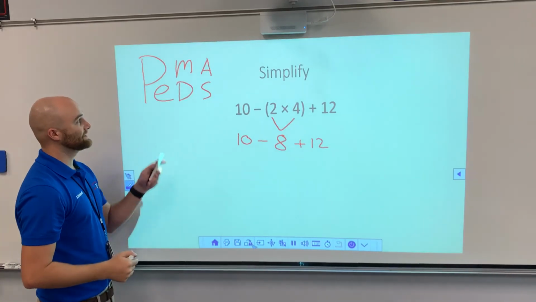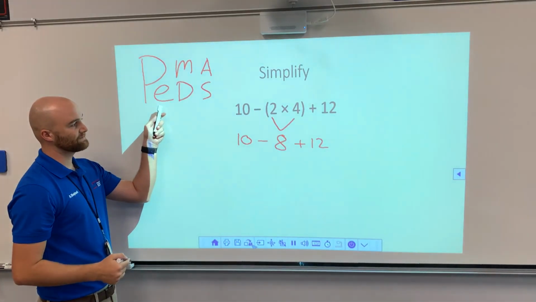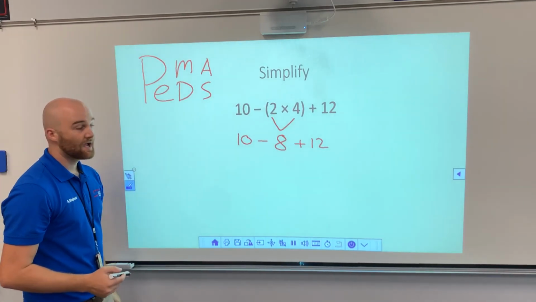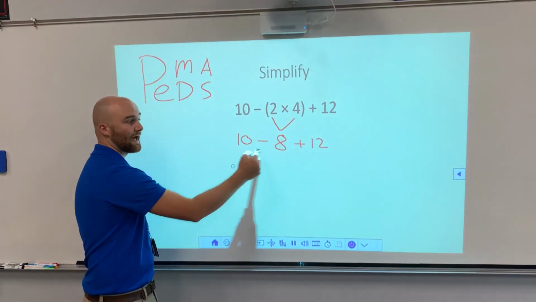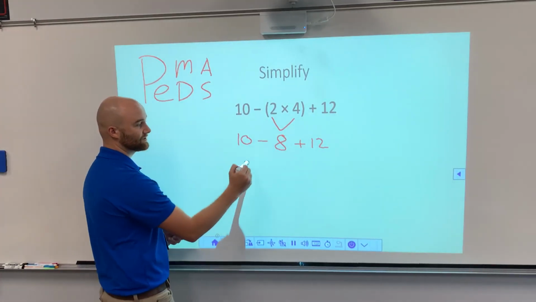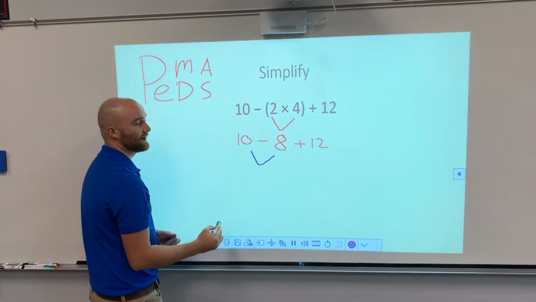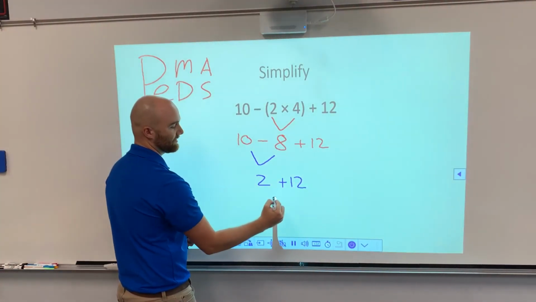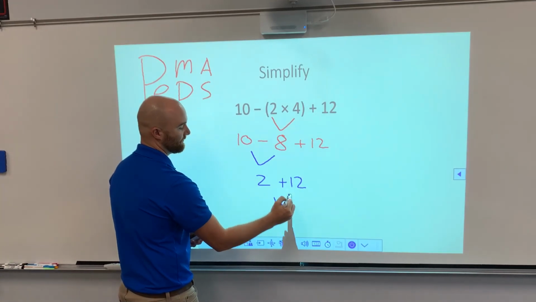Then I'm going to say no parentheses, no exponents, no multiplying or dividing, but there is adding and subtracting. I don't do the adding first because those happen at the same time. I break my tie by going left to right. So 10 minus 8 gives us 2. Then 2 plus the 12 gives us our answer of 14.